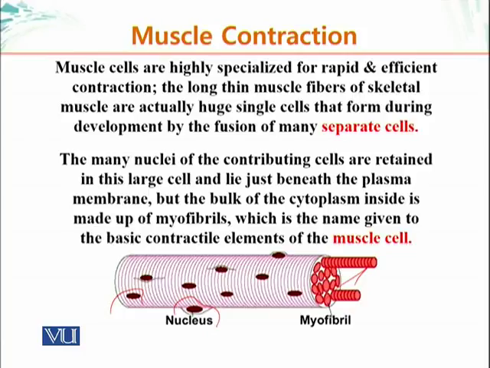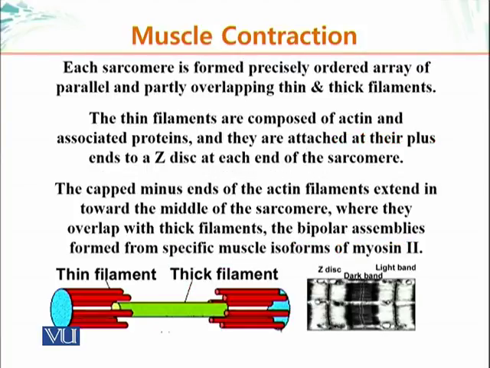A myofibril, as I've said, is a cylindrical structure, 1 to 2 micron in diameter, and is often as long as the muscle cell itself. And because of this arrangement of the sarcomere, the muscle cell looks striated, or with stripes. Each sarcomere is formed by a precisely ordered array of parallel and partly overlapping thick and thin filaments, as we have seen in a previous diagram. The thin filaments are composed of actin and associated proteins, and they're attached at their plus ends to these Z discs. These are the Z discs.